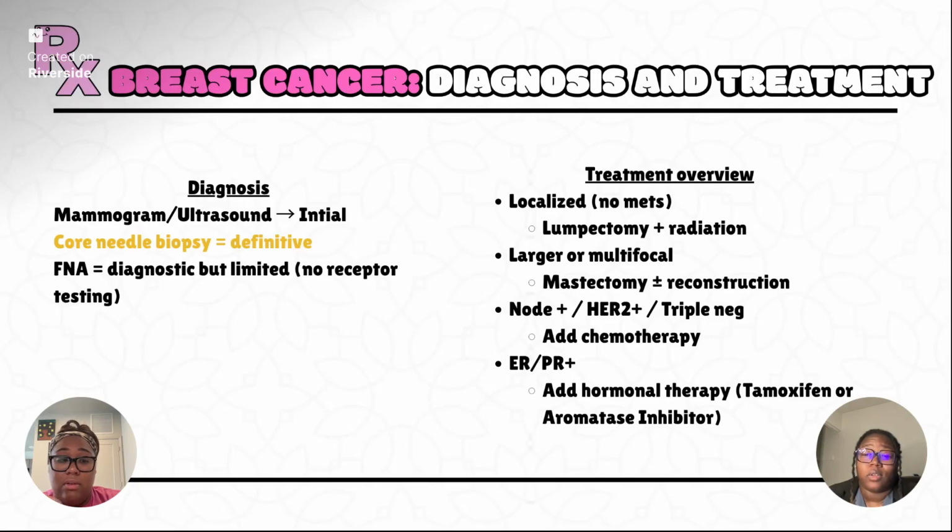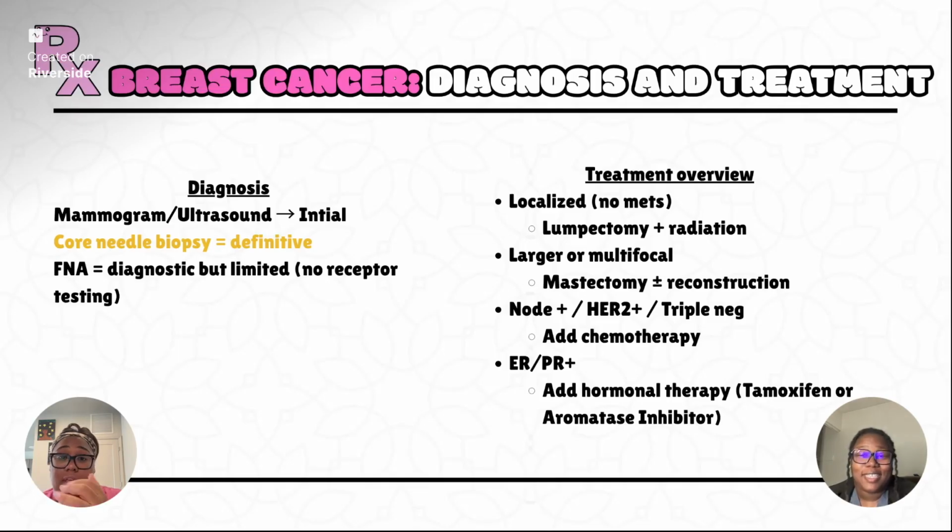And then fine needle. Real quick, sorry, I didn't want to interrupt you, but I wanted to say it before we lost it. What is the mnemonic for biopsies in general? Tissue is the issue.